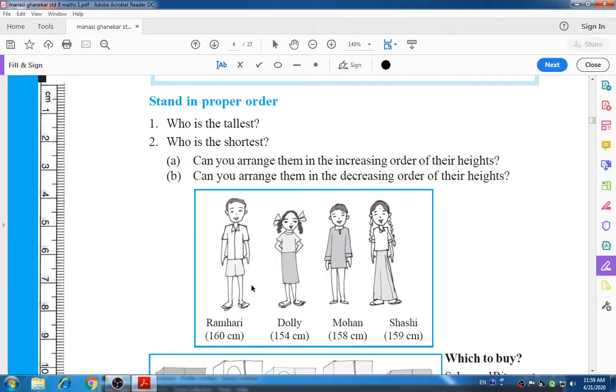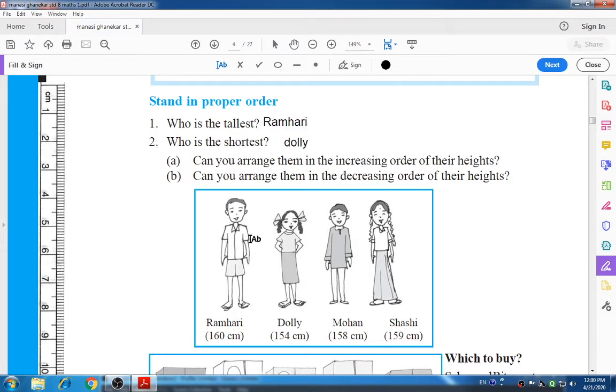Stand in a proper order. Who is the tallest? Who is the shortest? Look at this picture. Ramhari's height is 160 centimeters. Dolly's height is 154 centimeters. Mohan's height is 158 centimeters, and Shashi's height is 159 centimeters. So, tell me, who is the tallest? Yes, correct. It is Ramhari. Okay. Who is the shortest? Yes, she is Dolly.